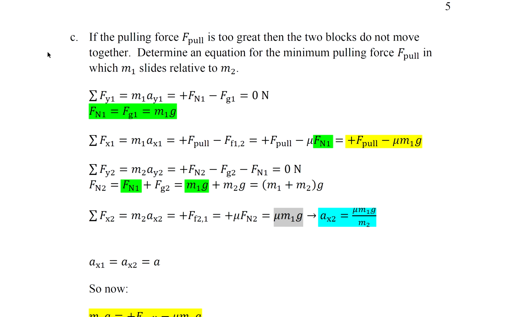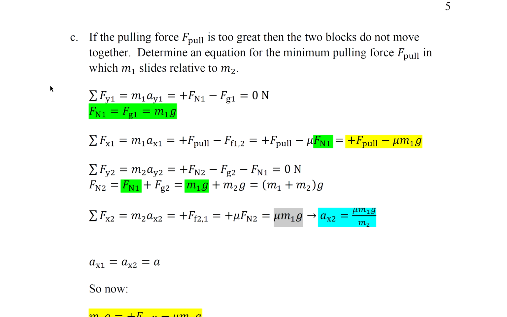Now take a look at the third equation here. Sigma F sub y2 equals m2 a sub y2. We get this equation here. We get force normal 2 acting up, and force gravity 2 and force normal 1 acting down.